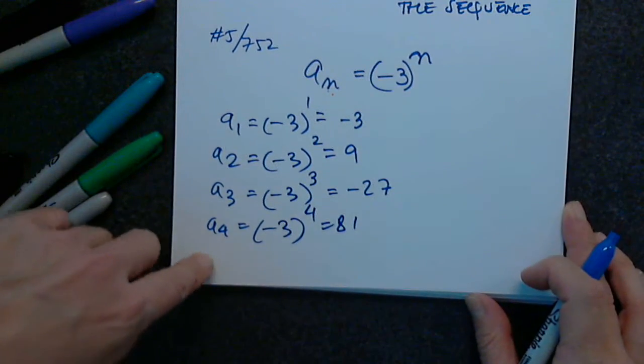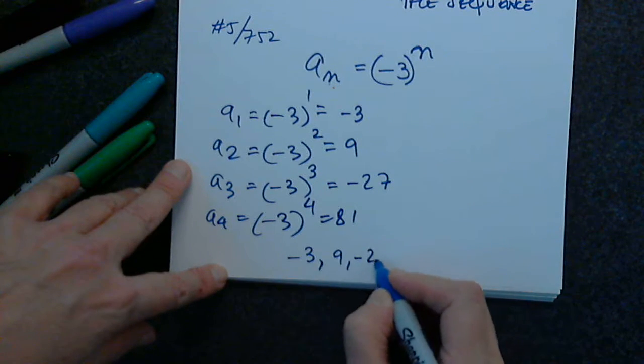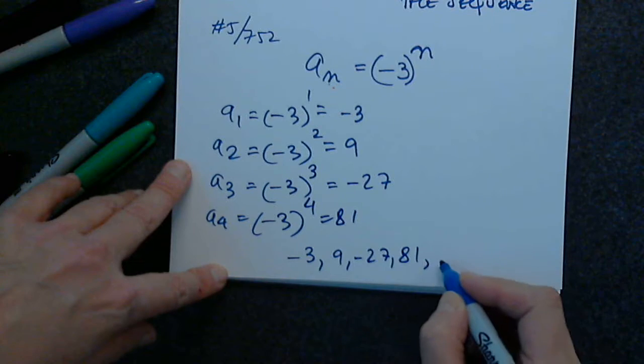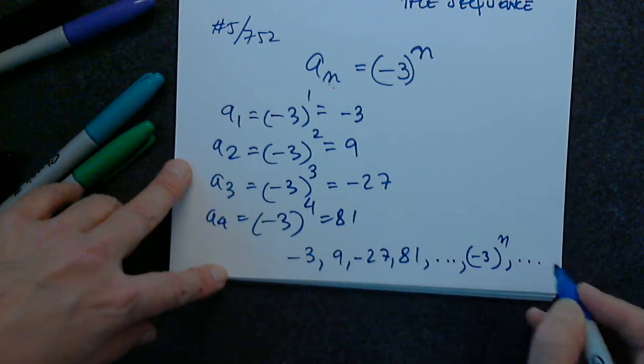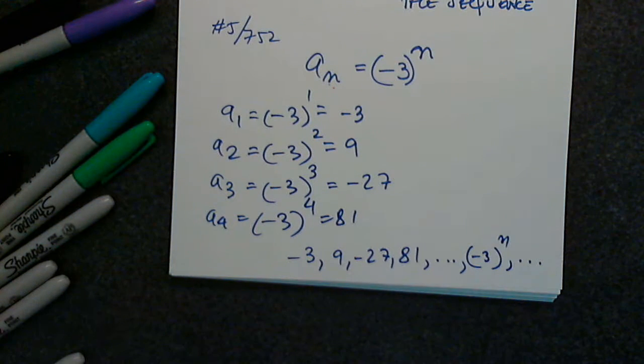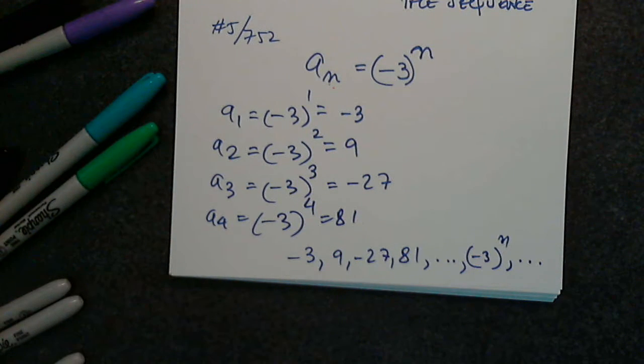So how does this sequence look? -3, 9, -27, 81, ..., (-3) to the nth power, ... That's how it looks. And we determined the first 4 terms.